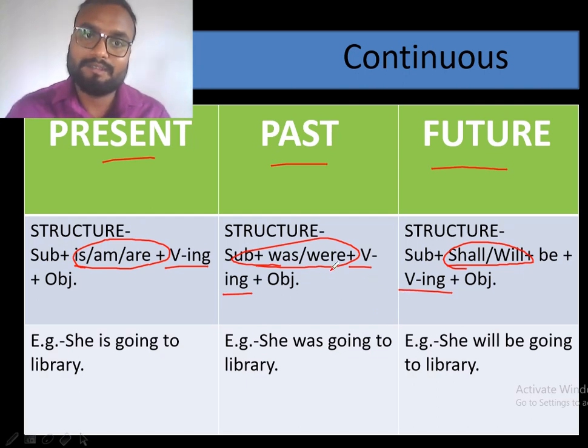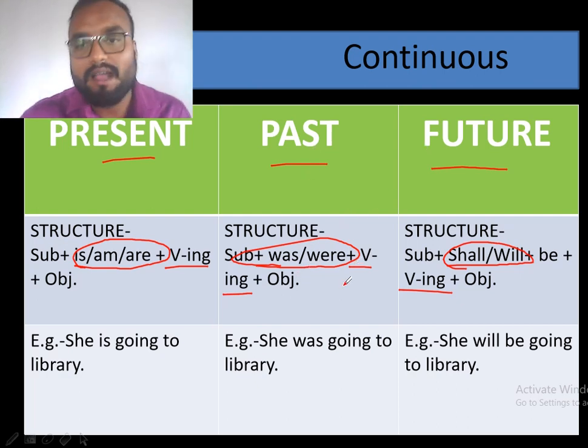I told you the name is present continuous. So to show the present time, is, am, are is used. To show the continuity of the action, the ing form of the verb is used. In the past case, to reflect the time as past, was and were is used. To show the continuity here, ing is used.